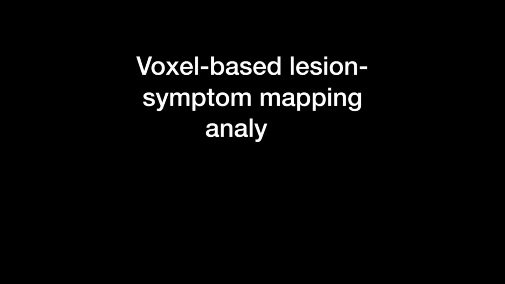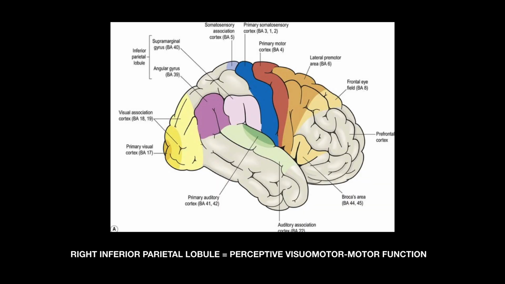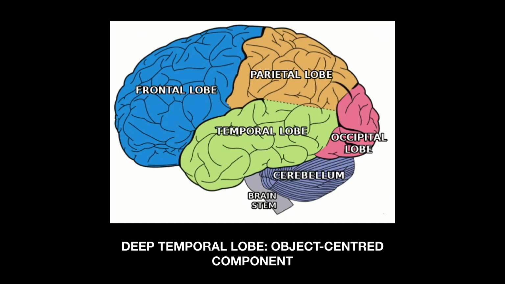With newer technology like voxel-based lesion mapping analysis, research has found specific areas responsible for these visuomotor functions. The right inferior parietal lobule handles perceptive visuomotor components, while the right dorsolateral prefrontal cortex is in charge of the exploratory visuomotor component, and deep temporal lobe regions for the allocentric or object-centered component.